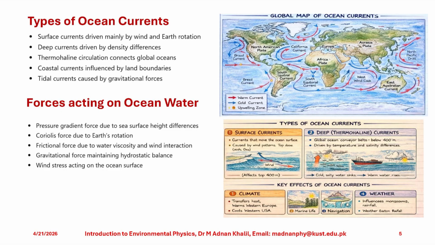Second, forces acting on ocean water. The pressure gradient force arises due to differences in sea surface height. Coriolis force deflects motion due to Earth's rotation. Friction acts near the surface due to wind interaction. Gravity maintains vertical balance. The figure showing global currents helps visualize how these forces combine to produce organized patterns.